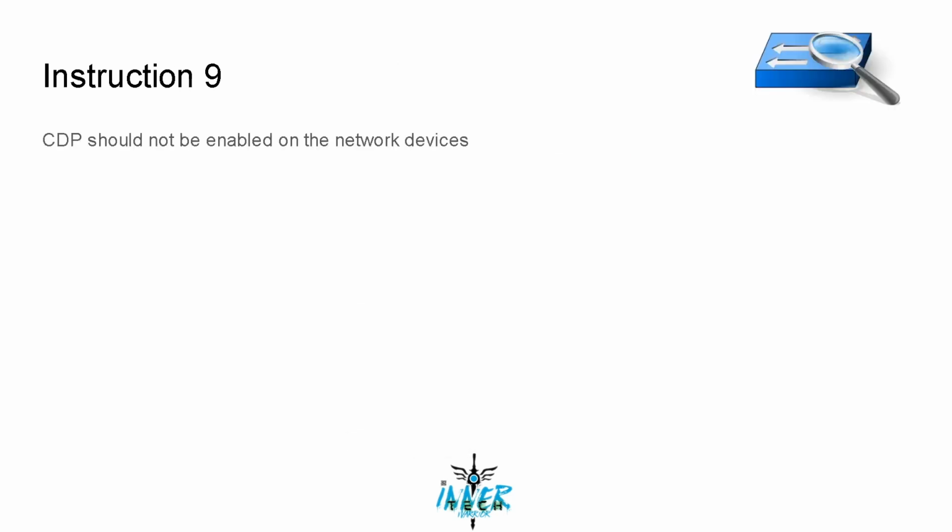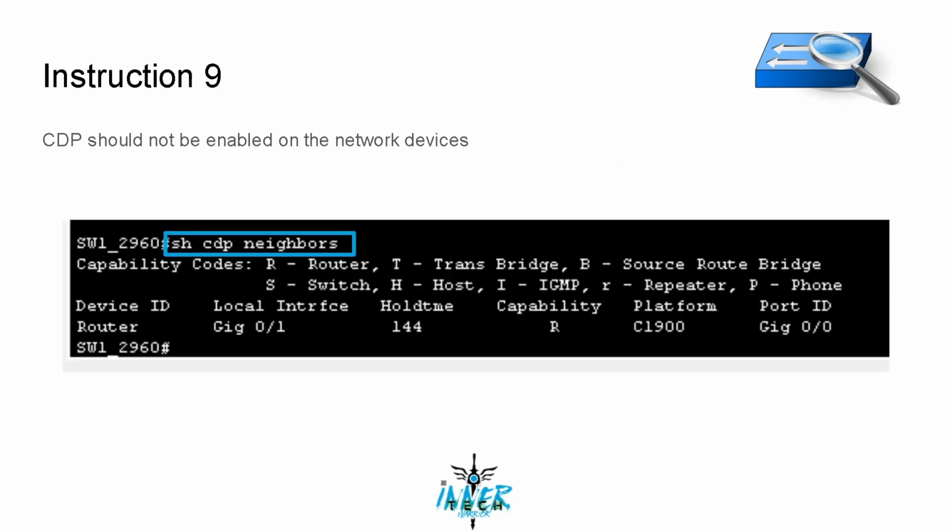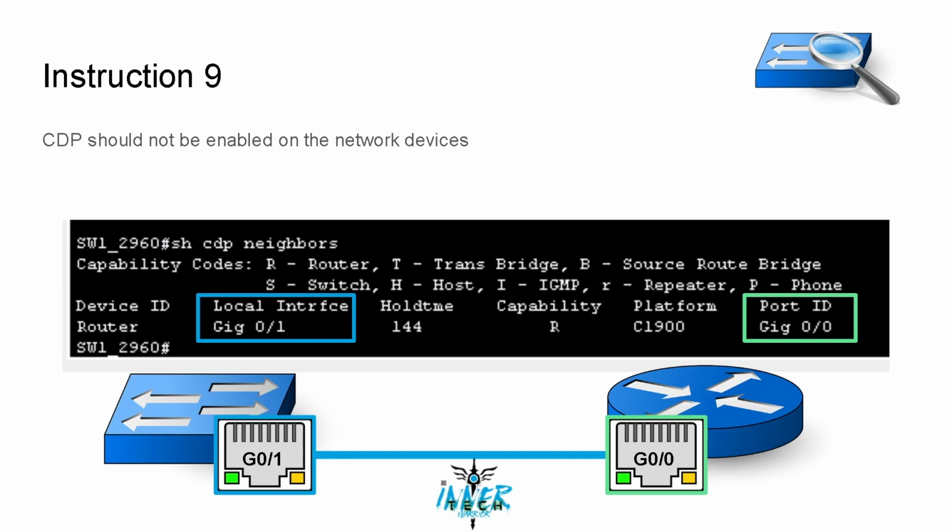Policy 9 is to disable CDP. Before we shut it off, let's see what it does. If we use the show cdp neighbors command, we can see what port our switch is using to connect to our router. Cisco Discovery Protocol is what allows us to see the other Cisco devices that have CDP enabled and are connected to the device we're consoled into. In this case, our switch G0/1 interface, which is the local interface since we're in the switch, is connected to router 1's G0/0 interface.